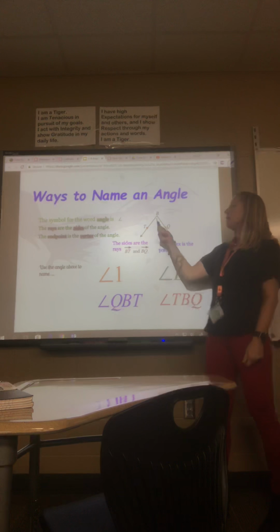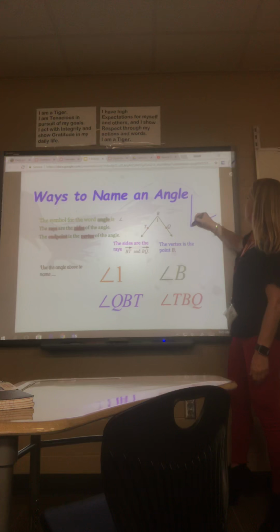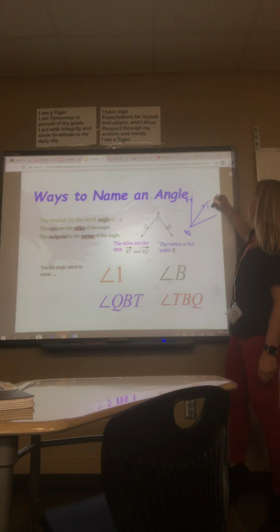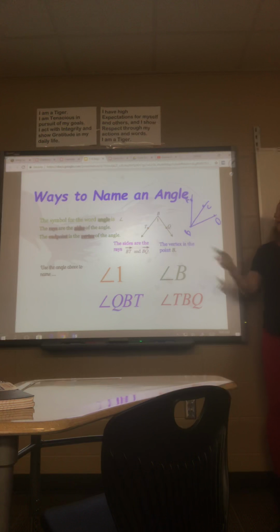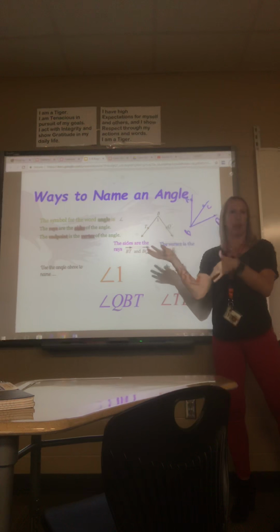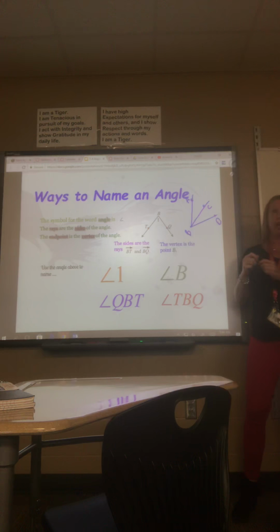Now, sometimes you can't name it like angle B, and let me explain that. So what if I have A, B, C, D? Well, angle B could be two separate angles. Angle B could be this angle, it could be this angle, or it could be the big angle. So you can't name it by the vertex if it's connected to other angles. So if it's all by itself, then you can. But if it's connected to other angles, you cannot.